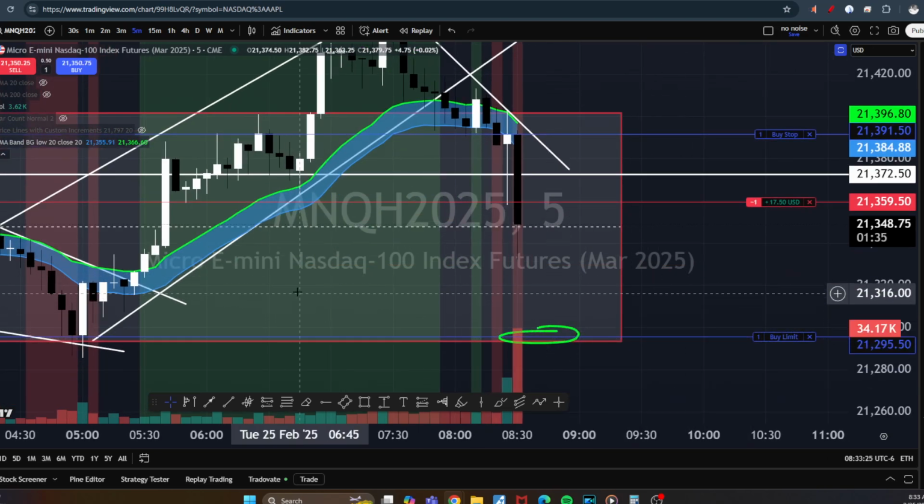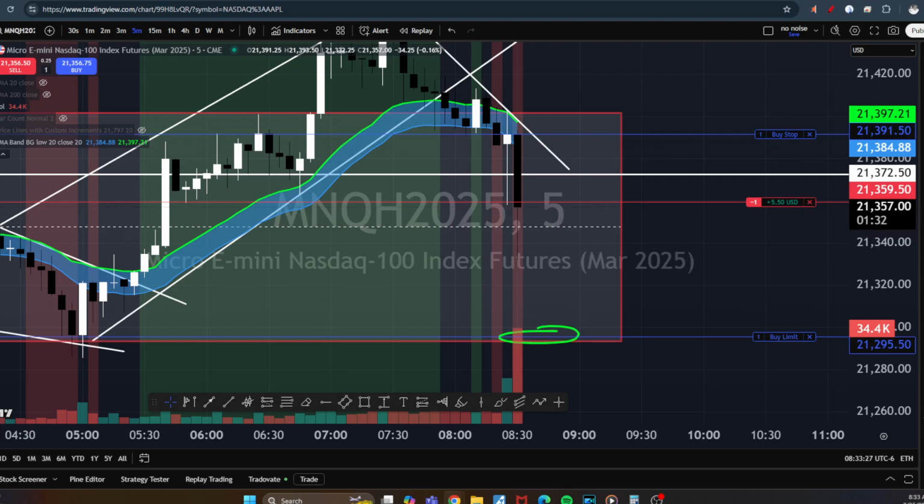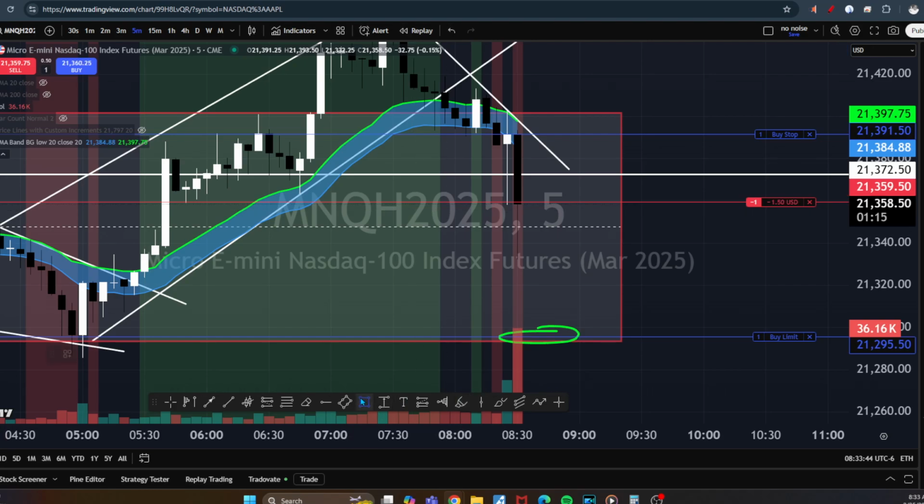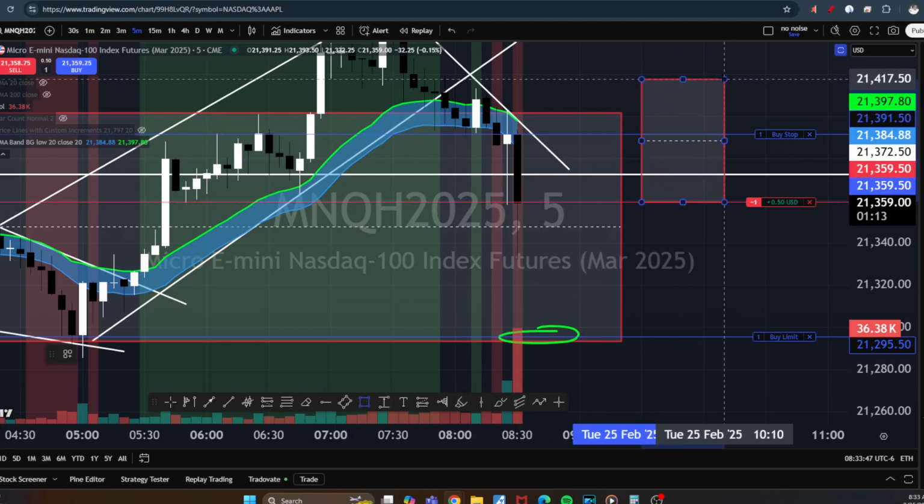Stop at the bottom of the range here. We can scale in a little higher. I'm interested in doing that also. Sure, this is in my risk tolerance here. 32. Okay, so that's right. Let's do that there.